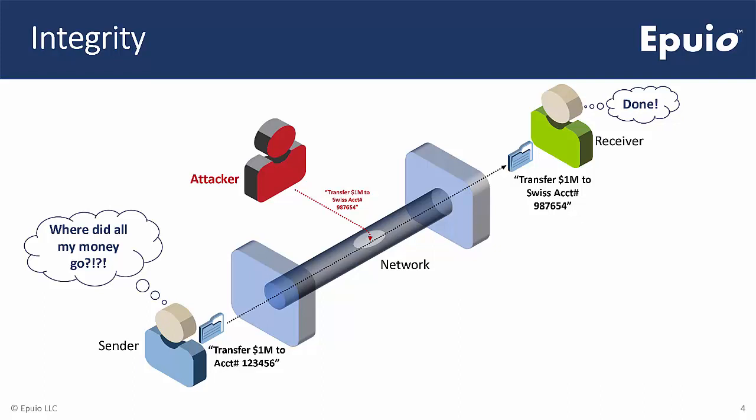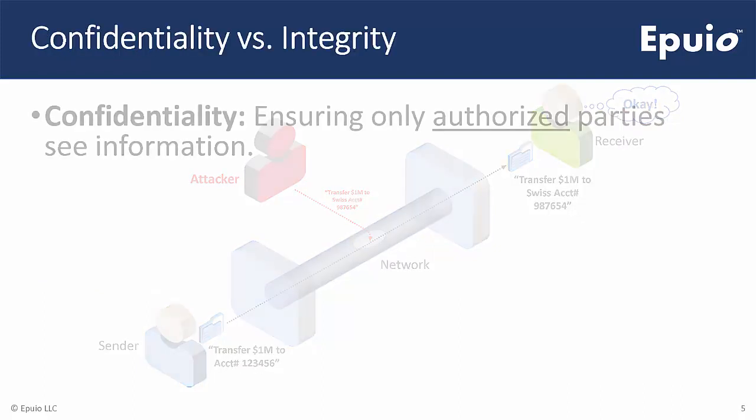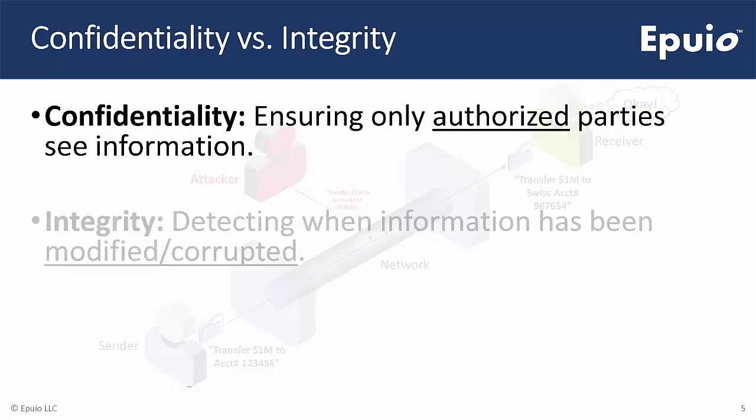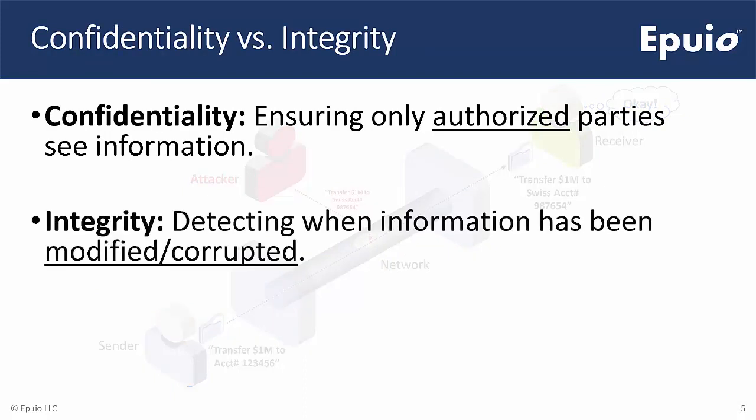So what we want to talk about is how we deal not just with confidentiality, which I've talked about in some of my other sessions, but specifically talk about integrity. If you look at confidentiality, that's really ensuring that only authorized parties can see information. Integrity is detecting when information has been modified or corrupted, right? Whether on purpose or by accident. And in many cases, you will use both of these together.